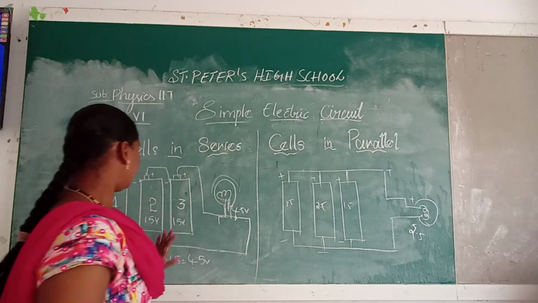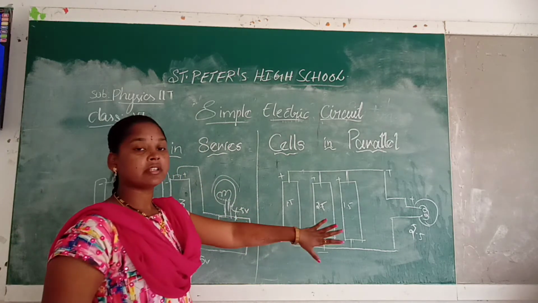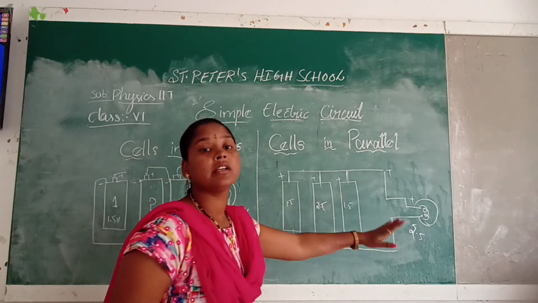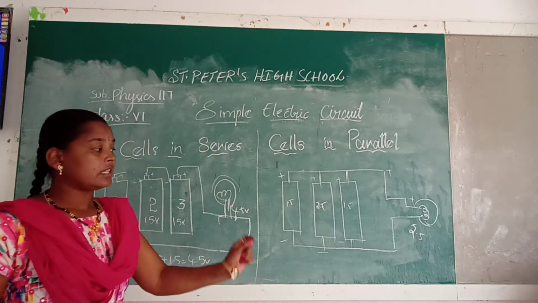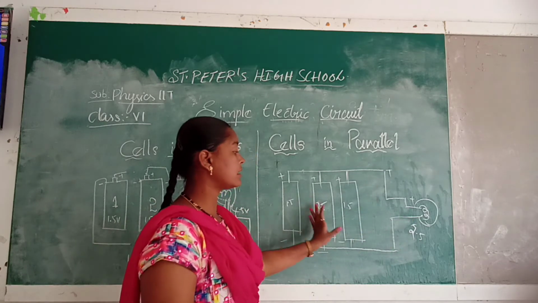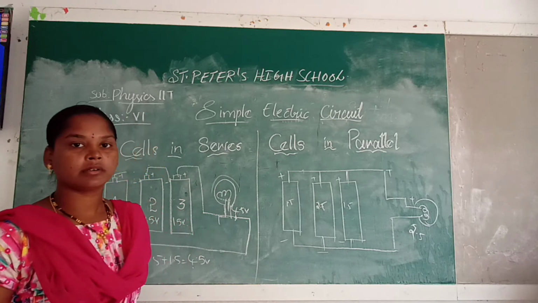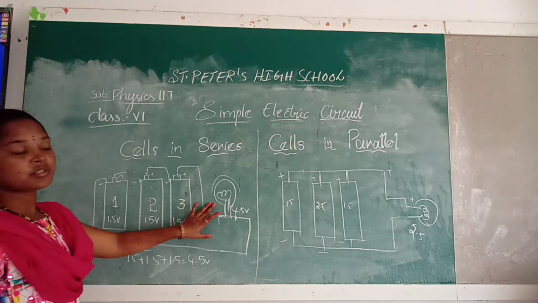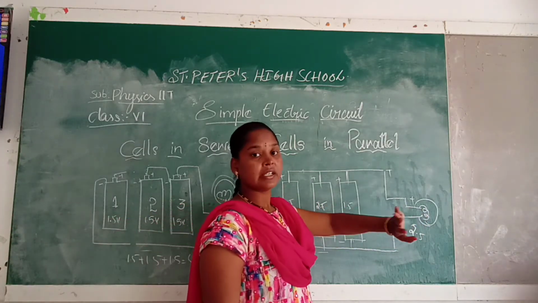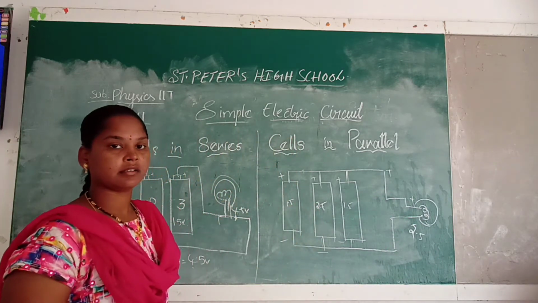That means in series the EMF is the sum of all the cells. In parallel, the EMF is the highest of the cells. Whichever cell has the highest EMF, that cell's EMF will be chosen by the bulb. Here the brightness increases, whereas in parallel the brightness does not increase. It will be the same however many cells are added.